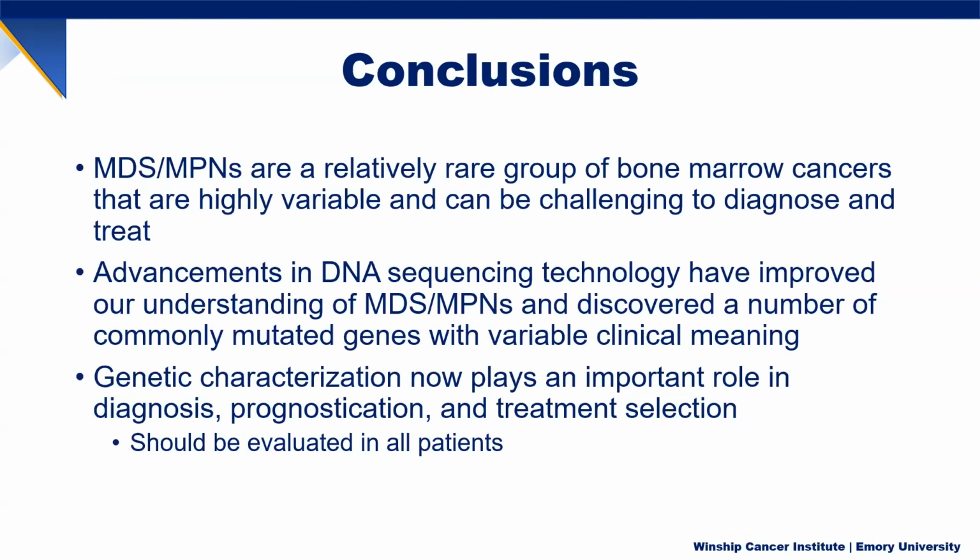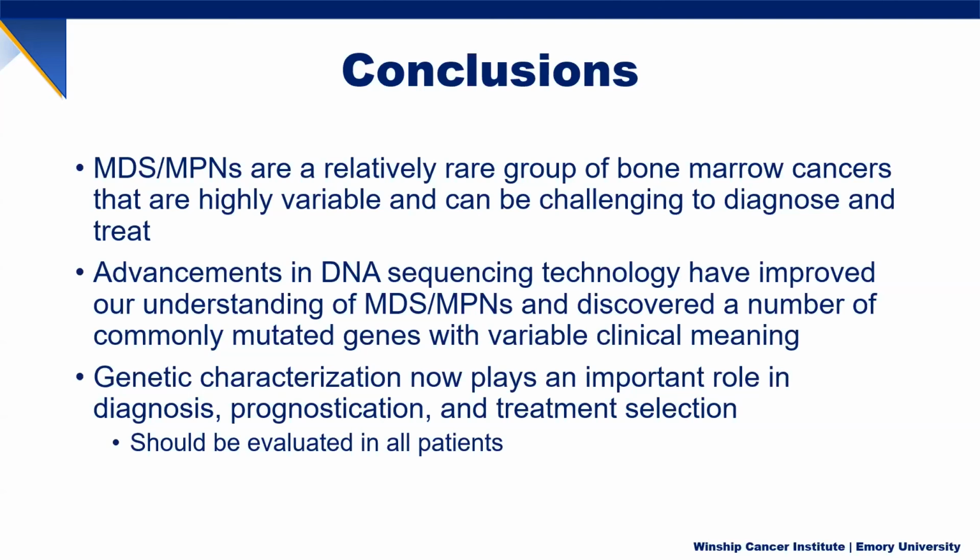And certainly there is more that we will hopefully continue to develop as we move forward. So in conclusion, we've highlighted that these MDS/MPN overlap syndromes are a relatively uncommon group of bone marrow cancers and do tend to be quite variable, and for that reason somewhat challenging to diagnose and challenging to treat. We talked about some of our advancements in DNA sequencing technology, or ways to evaluate DNA changes, that are now widely available in the clinic and do improve our understanding of how these diseases arise, how they progress over time, and a number of mutations that we commonly see.